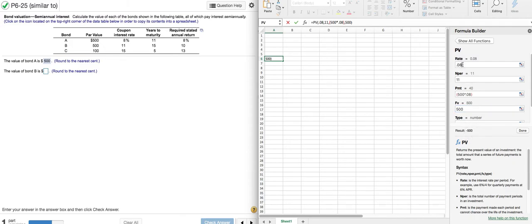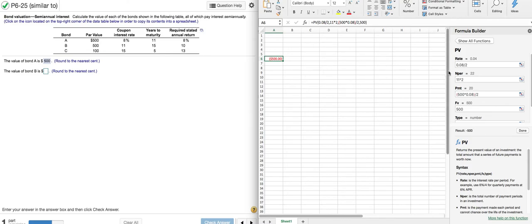When we adjust it to semi-annual, it's going to be the same. So to adjust it to semi-annual compounding, we need to divide the rate by 2. So there's 2 periods in the year for semi-annual compounding. Number of periods, we're going to multiply times 2. So we've got 22 semi-annual periods over the course of 11 years. For payment, the $40 is an annual payment, so we need to convert that to a semi-annual payment by dividing by 2. It becomes $20. The future value stays the same at 500, and you can see as a result we still have a $500 present value for the bond.